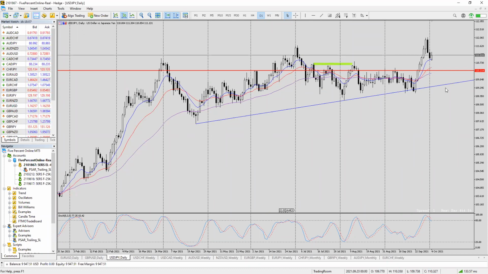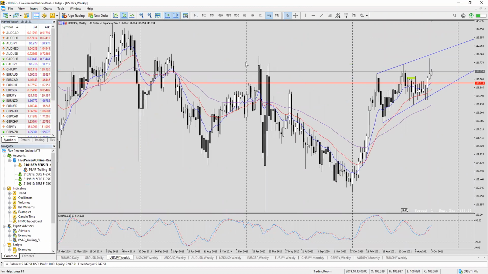I drew this trend line like a couple of weeks ago. It's still holding, and again, for the dollar yen itself, I'm not sure if it's going slightly up or still in this sideways movement.